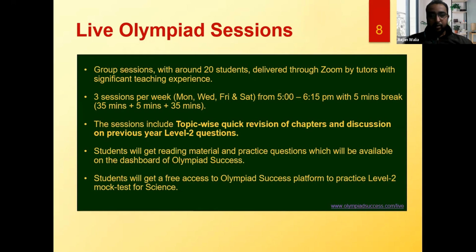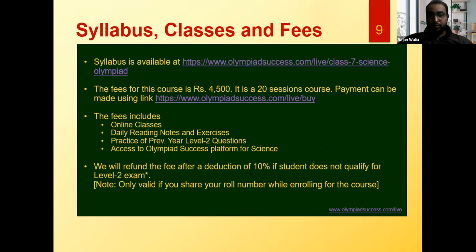Now students, the live course syllabus I will share within the chat box. The fee for this course is 4,500 and there will be 20 sessions in this course. The payment link I will share within the chat box. The fee includes online classes, daily reading notes and exercises, and practice of previous year level 2 questions. And like I said, you will get access to the Olympiad Success platform for content and mock tests.